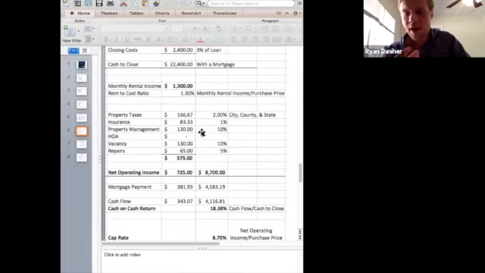The cap rate would be 8.7. So can you see how in this example, if you were to use debt and you had a mortgage, you're actually going to have a greater return on your money. So that's why leveraging can be a really useful tool if you use it correctly.